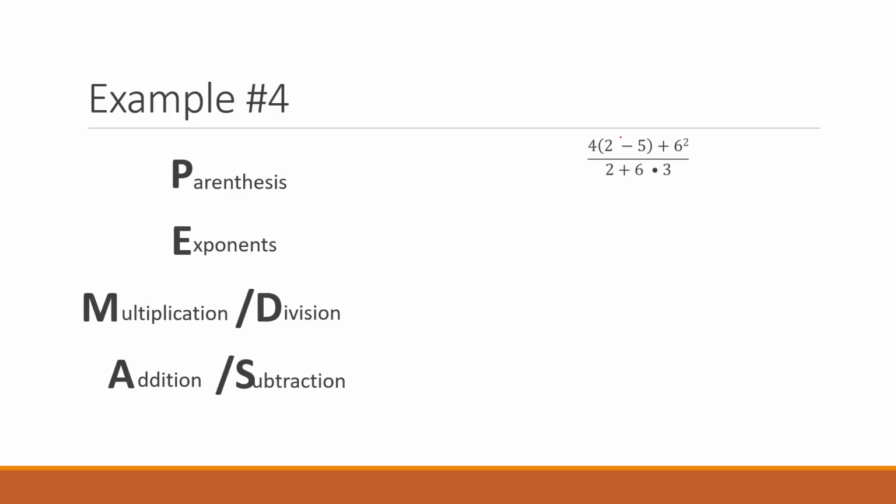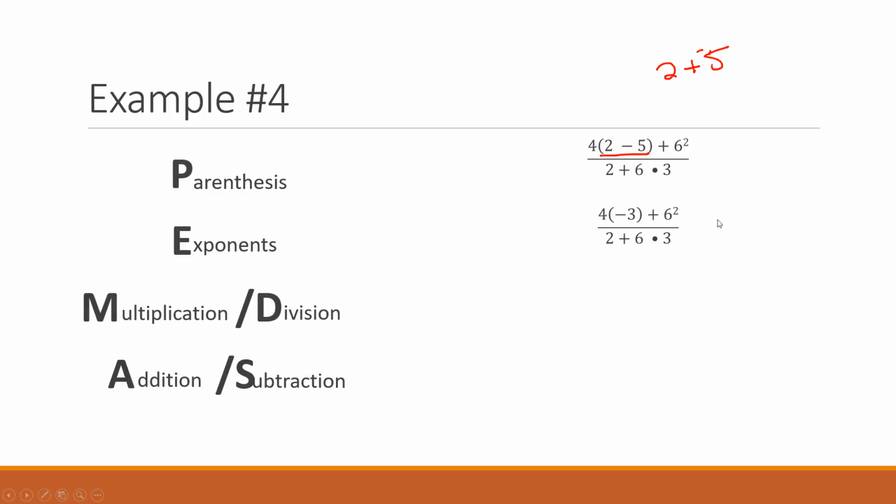When I look at the numerator, I see a set of parentheses that need to be solved. And what's 2 minus 5? Well, remember, when we have something like 2 minus 5, we have to add the opposite. So that subtraction becomes addition, and positive 5 becomes negative 5. So I end up with 2 minus 5 being negative 3. So as you can see, I just simplified that.